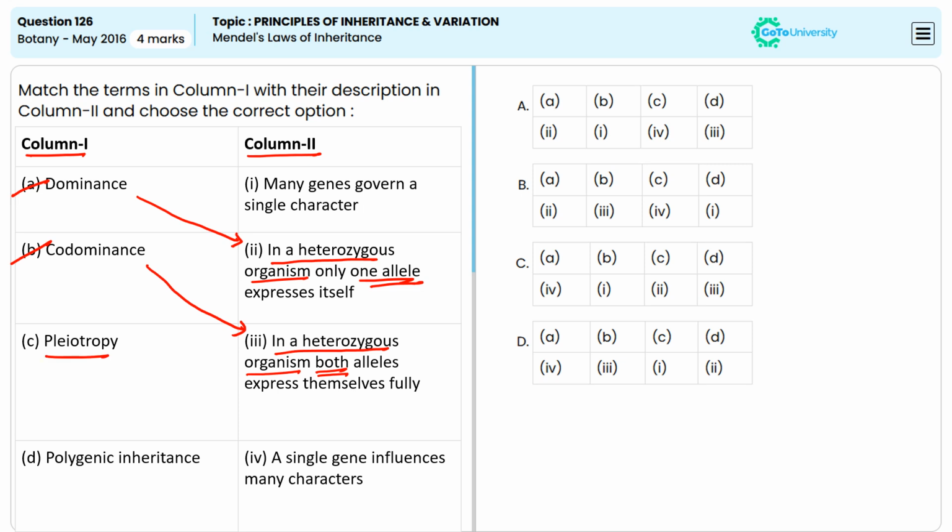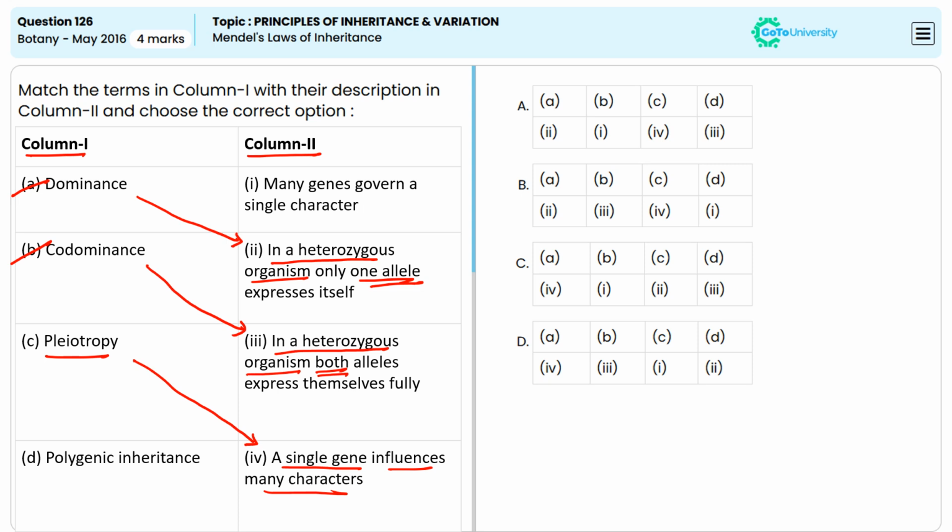Now coming to pleiotropy. In pleiotropy, a single gene can affect multiple traits or characteristics. So that means the correct answer is a single gene influences many characters. So C matches with the fourth one in column 2.